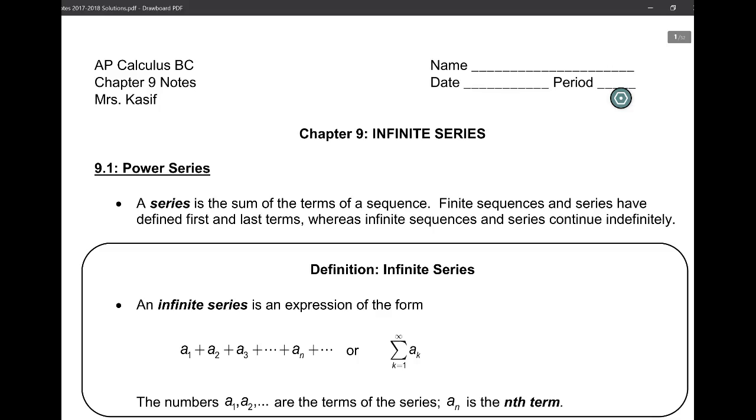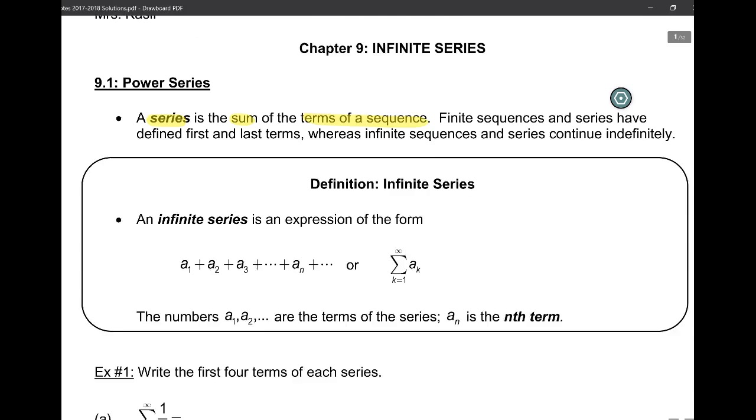Okay, so today we're going to start Chapter 9 on infinite series. And in the last chapter we talked about sequences. Sequences were just a bunch of numbers, usually separated by a comma, that followed a specific formula. Today we're going to look at a series. That's the sum of the terms of a sequence. Finite sequences and series have defined first and last terms, whereas infinite sequences and series continue indefinitely.